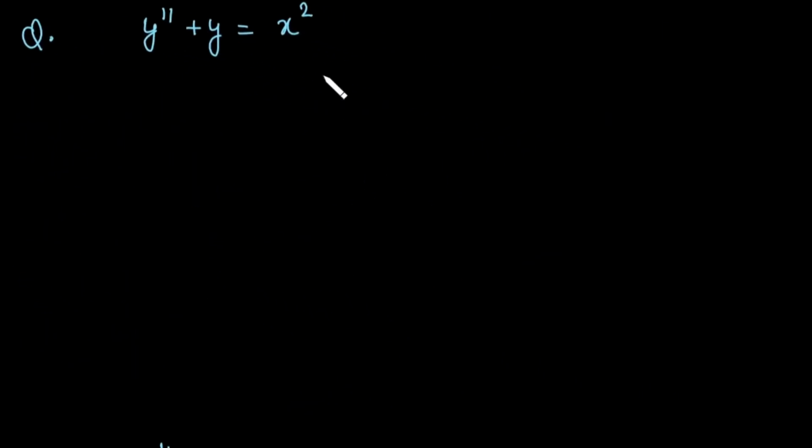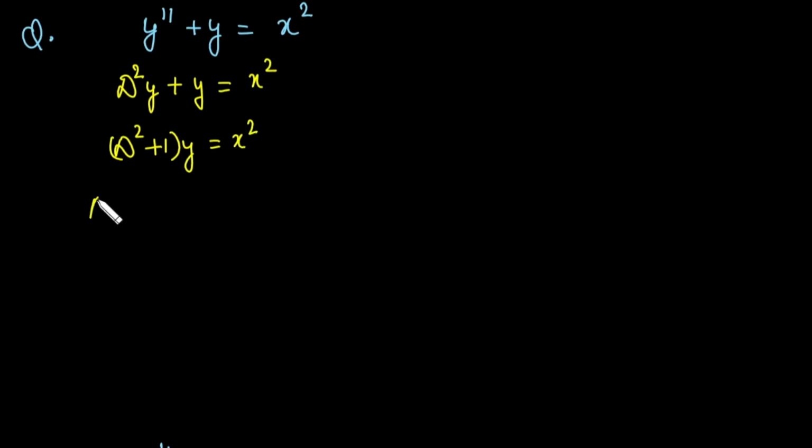Let's take another example. In this case, first we will write its operator form. So its operator form is d square y, no derivative of y. So this y is as it is, equal to x square. Collect the coefficient of y. We have (d square plus 1) into y is equal to x square. The auxiliary equation is m square plus 1 is equal to 0.